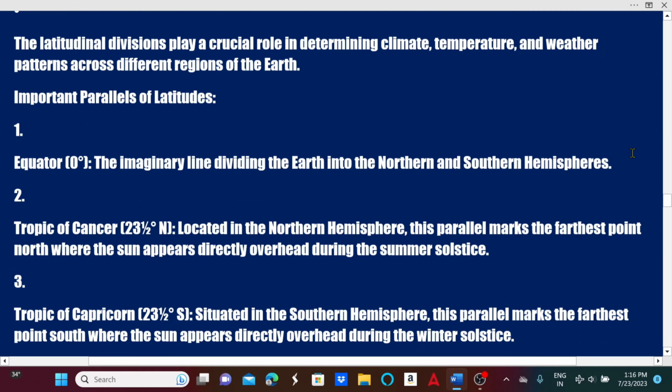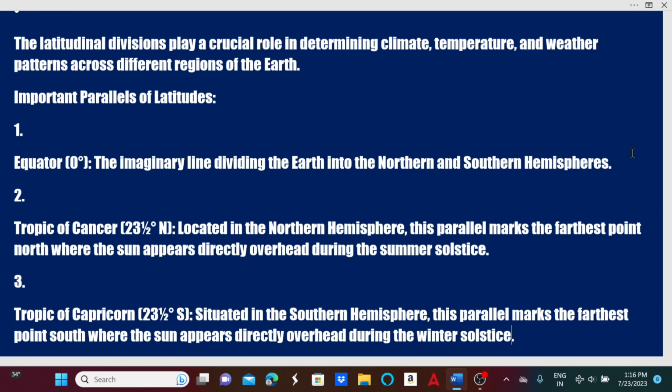Like the Tropic of Cancer, it is 23 1/2 degrees S, as S means south. It is south of the equator, and the Tropic of Cancer is north of the equator, 23 1/2 degrees. Situated in the southern hemisphere, this parallel marks the farthest point south where the sun appears directly overhead during the winter solstice.